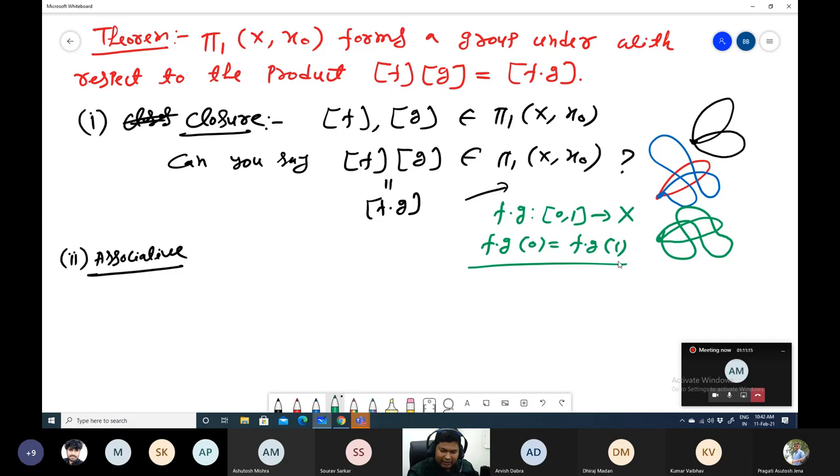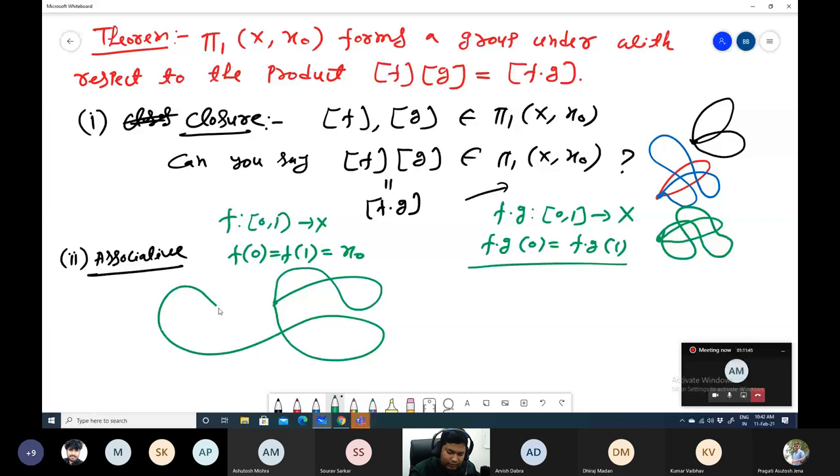Even when you define f, what is the condition? f is a loop. The condition was that it is just a continuous function from this to this, with the condition that f of 0 and f of 1 are the same. But does it mean that f will not be equal to x0 at any other point? Does it say that? It did not say that. f can go in this way, go like this and come back here, go again, come back here again, and finally stop here. It can be this way as well.